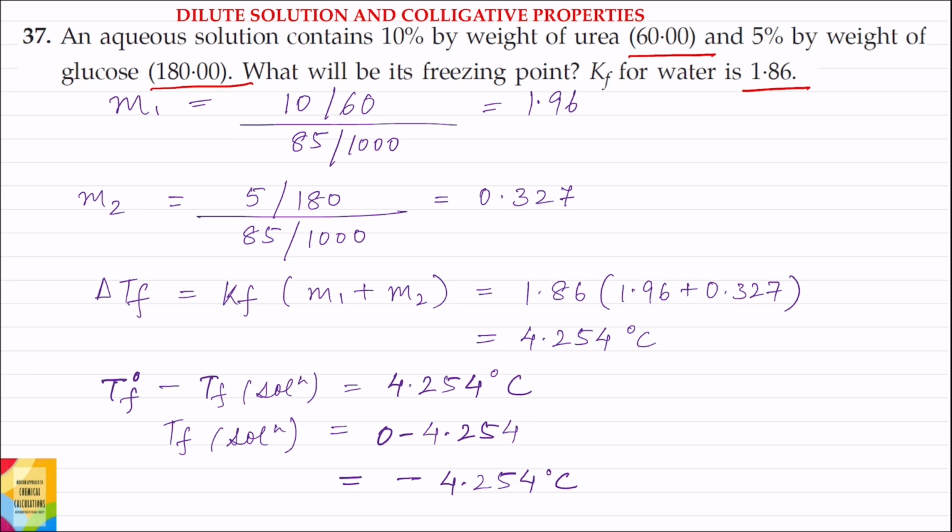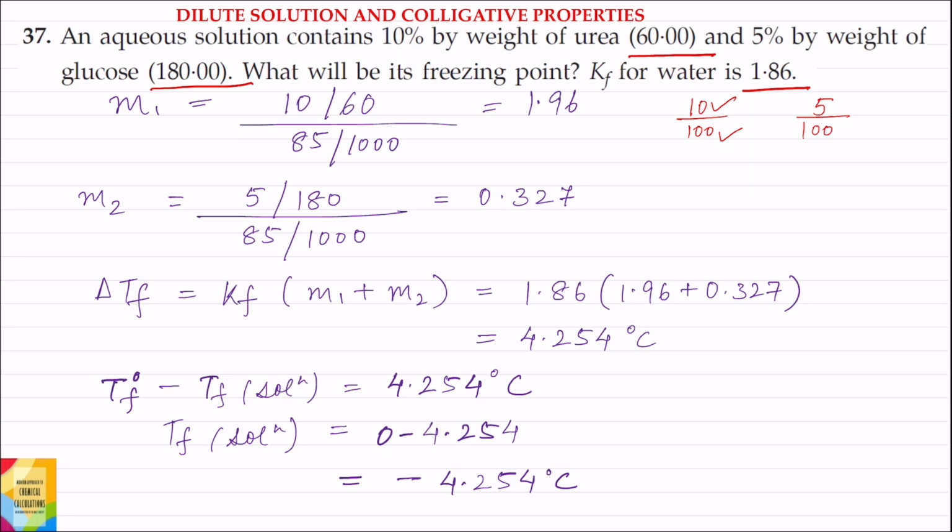अब 10% by weight मतलब क्या होता है? 10% by weight मतलब हो गया 10 by 100. तो weight of solute हो गया 10 ग्राम, weight of solution हो गया 100 ग्राम, and 5% by weight मतलब हो गया 5 by 100, weight of solute हो गया 5 ग्राम and weight of solution हो गया 100 gram.